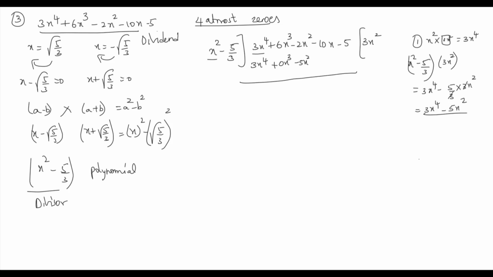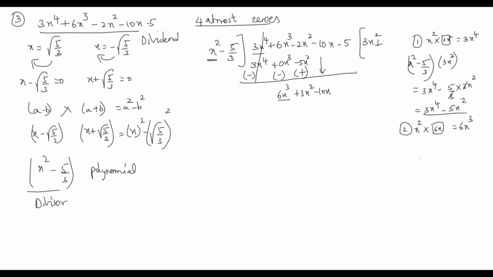Now, changing the signs, plus 3x power 4 changes to minus, and plus to minus, minus to plus. So 3x power 4 gets cancelled. 6x cube minus 0x cube will be 6x cube, and minus 2x square plus 5x square will be plus 3x square, and getting this minus 10x down. Okay, comparing x square by 6x cube, what should be multiplied to x square so that you will get 6x cube? It is 6x.